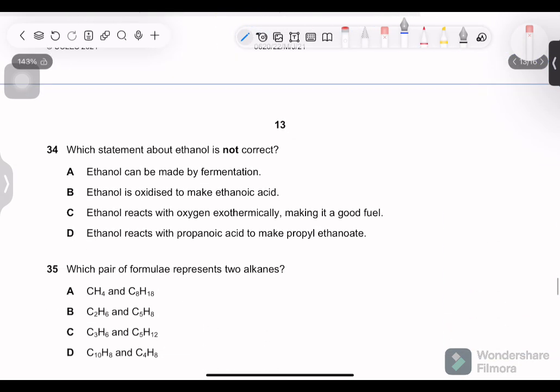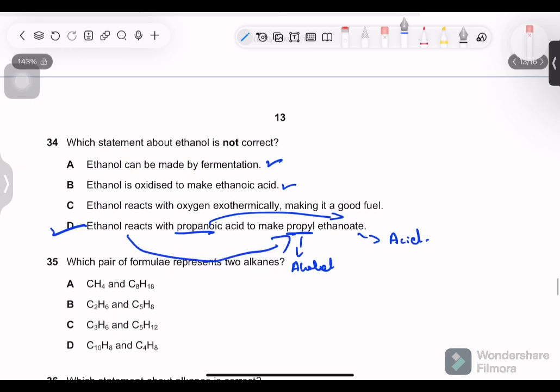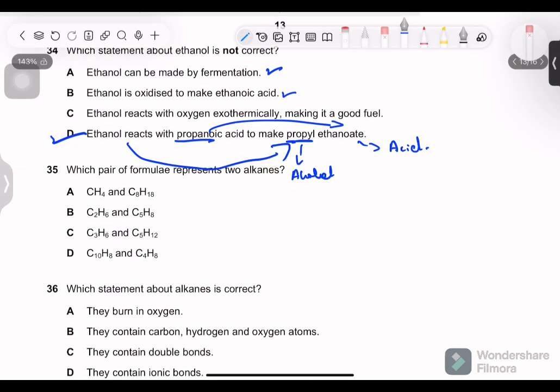Which statement about ethanol is not correct? Ethanol can be made by fermentation. This is correct. Ethanol is oxidized to make ethanoic acid. This is also correct. Ethanol reacts with oxygen exothermically, making it a good fuel. Next, ethanol reacts with propanoic acid to make propyl ethanoate. Definitely incorrect, because this part of the name is from the alcohol and this is from the acid. The acid used was propanoic, so it should have been propanoate, and this should have been ethyl. So this is correct.